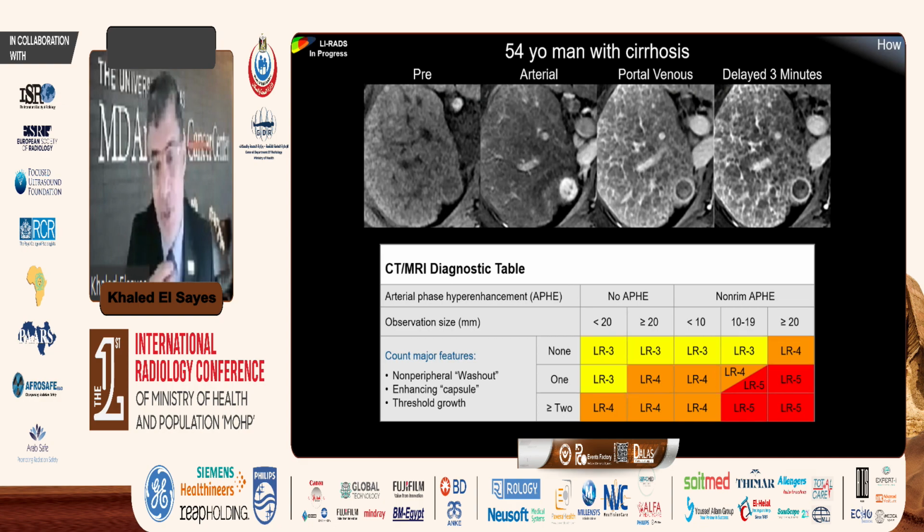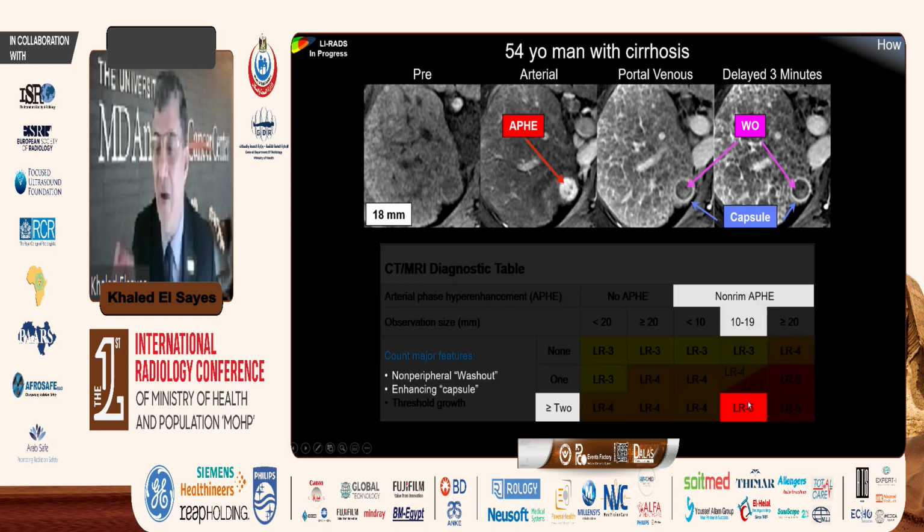So if we want to apply it, this is a very bread and butter case. This is a very simple, straightforward case where you see major features. You see arterial phase hyperenhancement, right? You see enhancing capsule in the portovenous and delayed phase, and you measure it as 18 millimeters, as we can show here in this mass. You put it here as 18 millimeters. This is non-rim arterial phase hyperenhancement. You go here in this column, and this will be LR-5, which is definitely hepatocellular carcinoma, right?